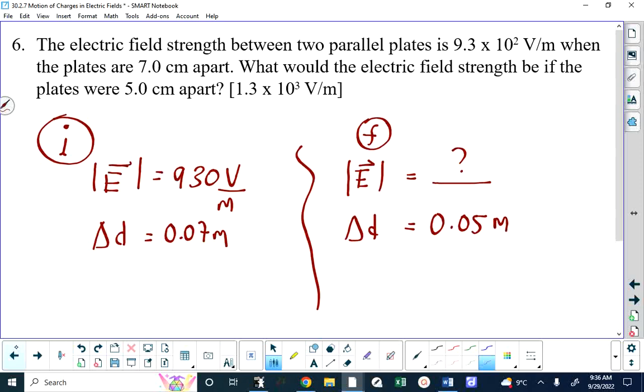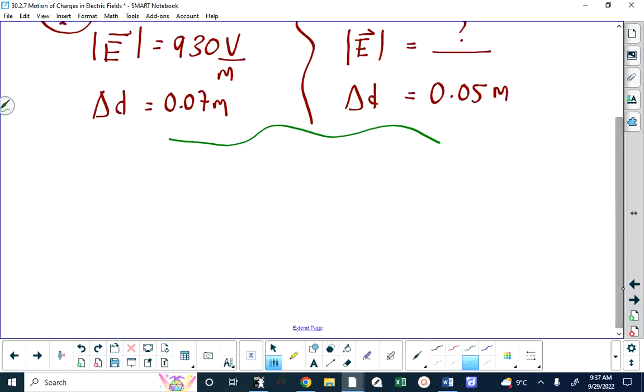And by the way, I know some of you like ratios. The ratio is not going to help you here because it's not a proportionality. When the distance gets smaller, the electric field strength will get bigger. What we want to do here, Shannon, is identify the equation that relates all of this. How is the electric field strength determined from the distance between the plates? Well, it's determined by using this formula. Electric field strength is voltage over distance.